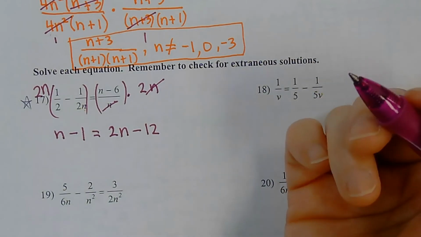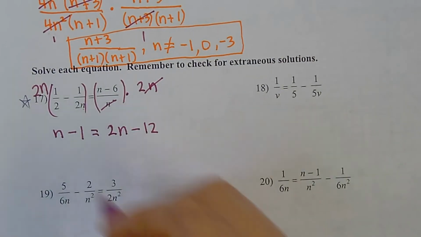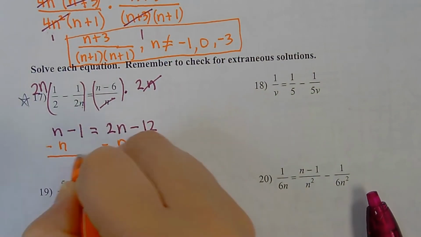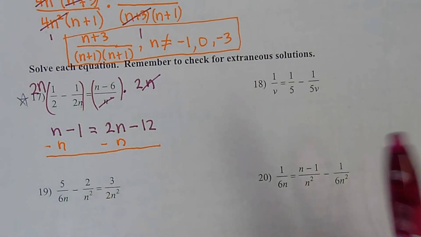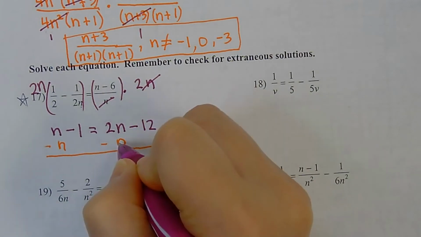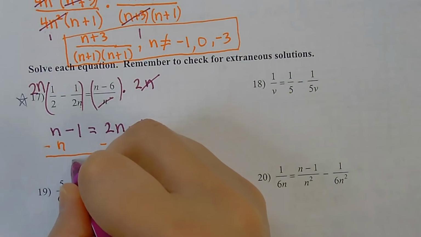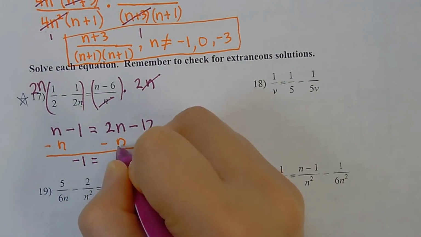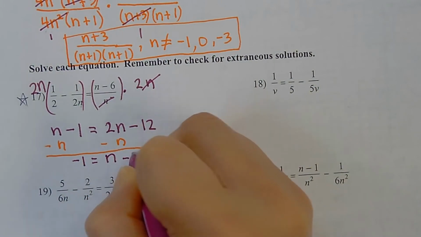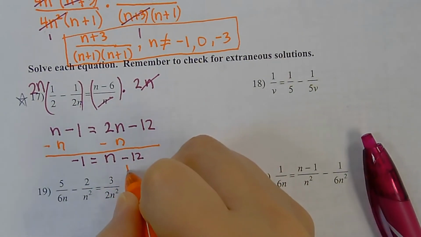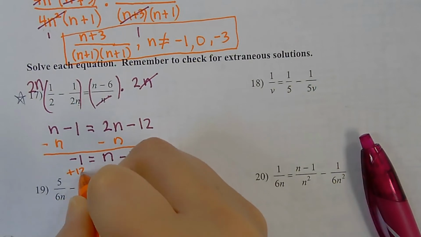All right? And then I'm just going to solve. This is like algebra 1, right? I'm just going to solve for n. I'm going to subtract n on both sides. I like to get my n's together first. The reason why I subtracted n is because if I subtract 2n, then I have to deal with negative numbers. I really don't want to do that. 2n minus n is n minus 12. And then I just need to get rid of the minus 12, so add 12 to both sides.